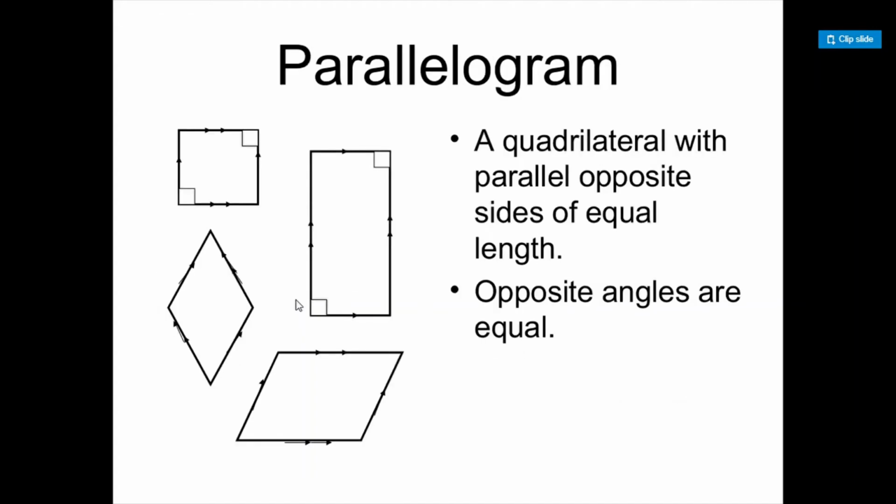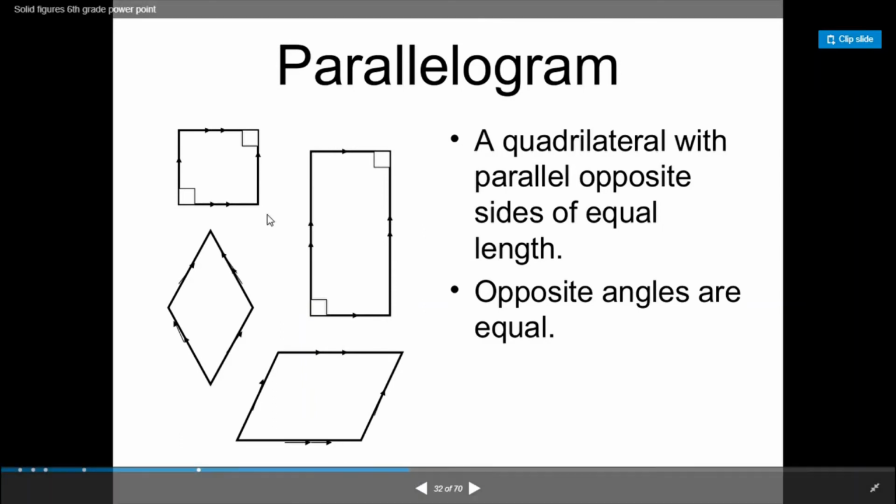Now, what is a parallelogram? A parallelogram is a quadrilateral with parallel opposite sides of equal length. Okay, so when we say parallel, these are lines that do not meet. So the lines of a parallelogram do not meet, no matter how we extend them. If we extend this line and this line, these two lines will not meet. The same at this side. That's why we call this figure a parallelogram.